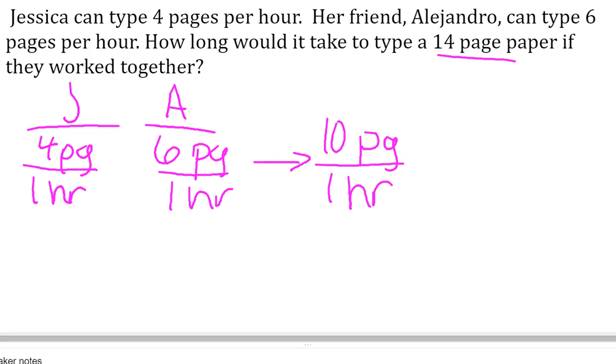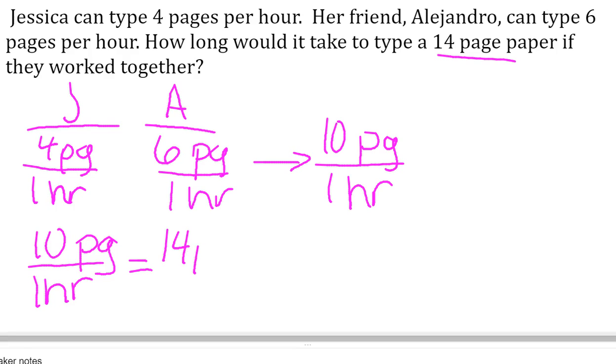So what we need to do is set this up as a ratio, 10 pages when they're working together in 1 hour, as a ratio to, we know that they need to type 14 pages in some number of hours. And when we don't know a number, we always just call it X.